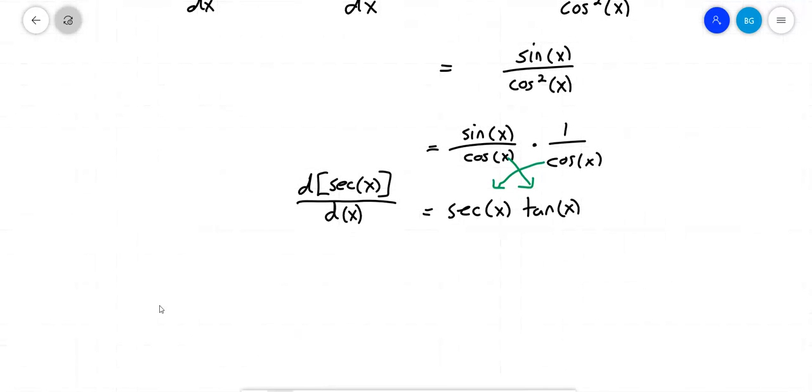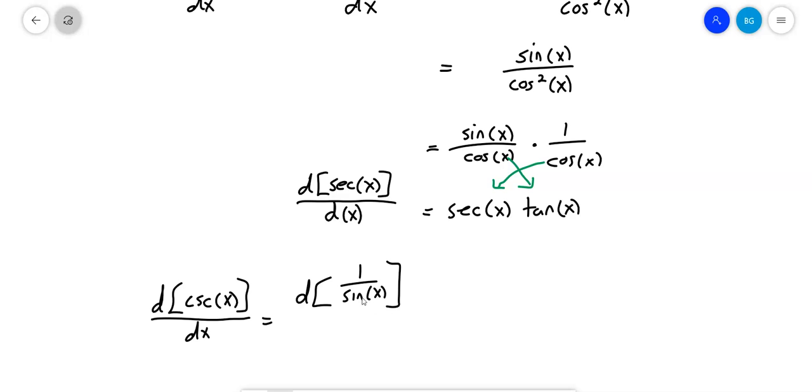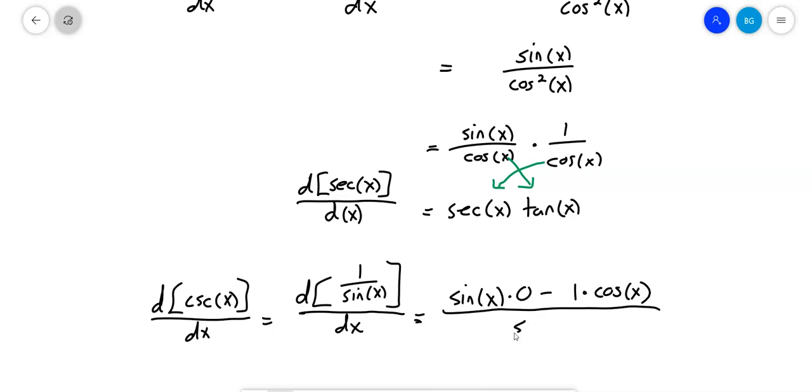And last one, we only have one more to go. So the derivative of cosecant with respect to x, which, as we've done for all of these functions, we're just going to rewrite. So that's 1 over sine, and now we're going to use quotient rule. So we do low d high, so low times the derivative of the high is 0, minus high d low. Derivative of sine is cosine, all over the square of what's below. So that's going to be sine squared x.